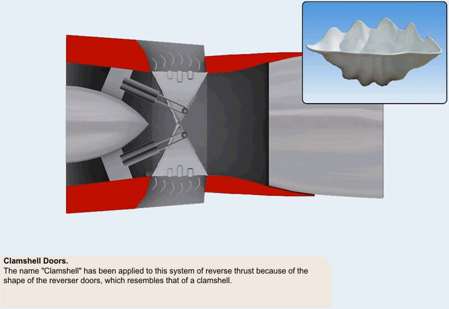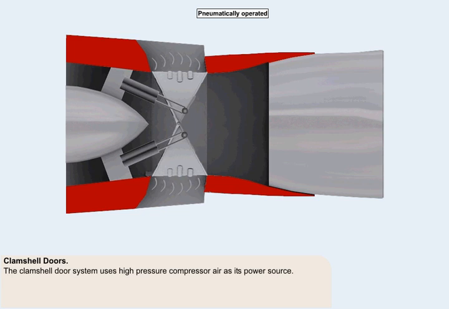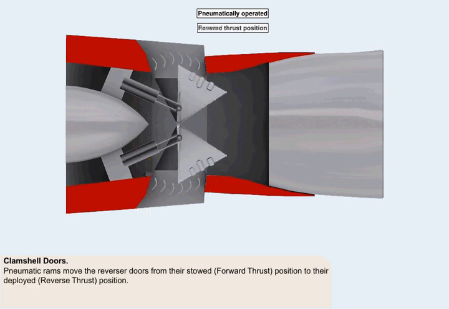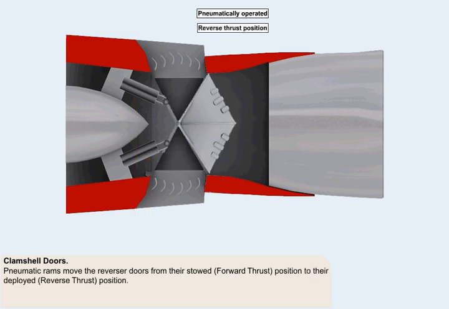The name clamshell has been applied to this system of reverse thrust because of the shape of the reverser doors, which resembles that of a clamshell. In the clamshell door system, the reverser doors are usually pneumatically operated. They use high-pressure compressor air as the power source. Pneumatic rams move the reverser doors from their stowed forward thrust position to their deployed reverse thrust position.